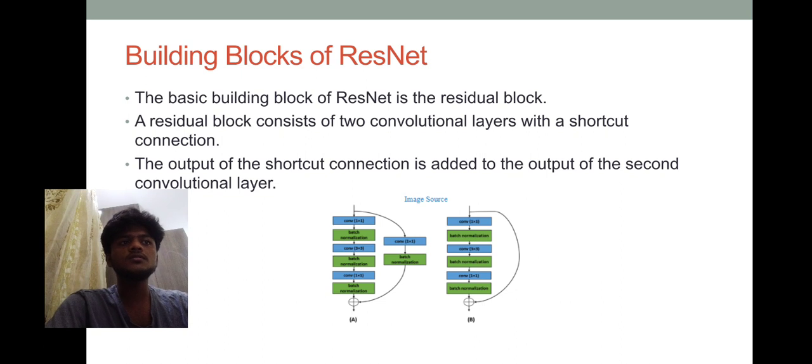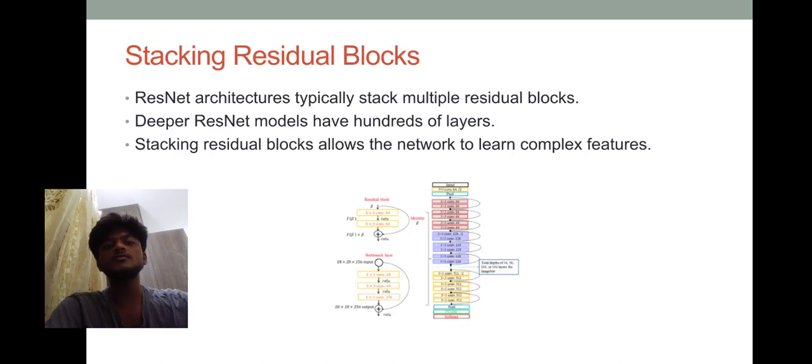So, what are the building blocks of ResNet? In essence, ResNet empowers us to tackle complex problems in fields like medicine, where the ability to analyze vast amounts of data with precision is crucial. The basic building block of ResNet is the residual block. A residual block consists of two convolution layers with a shortcut connection. The output of the shortcut connection is added to the output of the second convolutional layer. So this is the building block of ResNet.